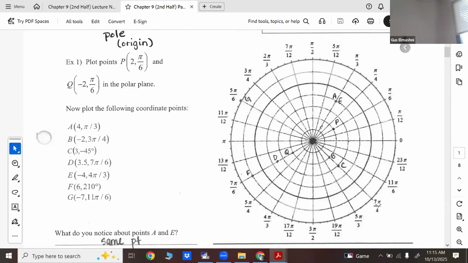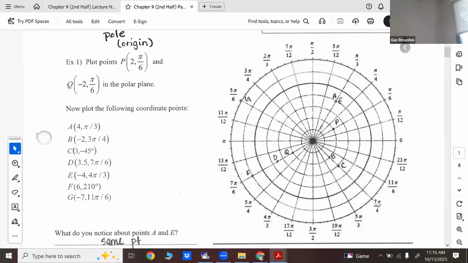3.5, that's interesting. So 7 pi over 6 is over here, but 3.5 is in between raised 3 and 4. So you're gonna do it like that, so it's in between circles of raised 3 and 4. Negative 4 comma 4 pi over 3 is the same thing as A, by the way. A and E are the same, because if you go 4 pi over 3, but then go negative 4, you reverse. 6 comma 210.